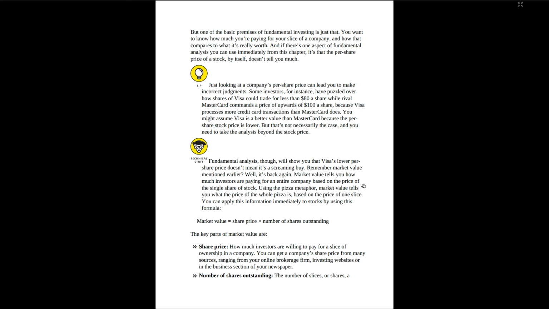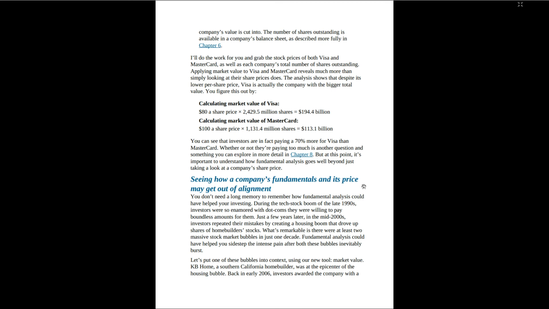The key parts of market value are, first, share price: how much investors are willing to pay for a slice of ownership in a company. You can get a company's share price from many resources, ranging from your online brokerage firm and investing websites to the business sections of your newspaper. Second, number of shares outstanding: the number of slices, or shares, a company's value is cut into. The number of shares outstanding is listed on a company's balance sheet, as described more fully in Chapter 6.